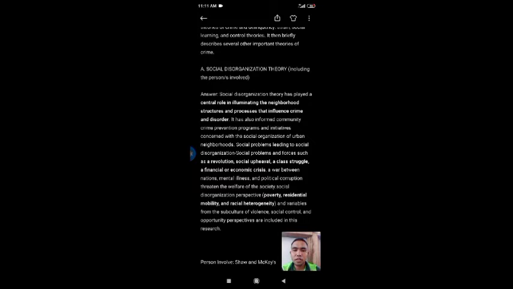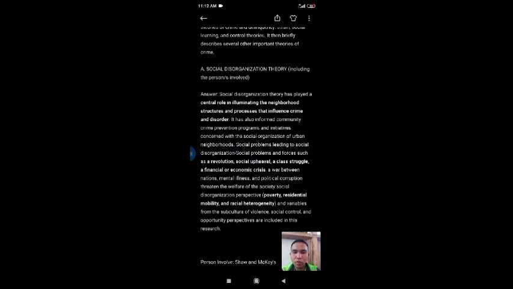Social disorganization theory has played a central role in illuminating the neighborhood structures and processes that influence crime and disorder. It has also informed community crime prevention programs and initiatives concerned with the social organization of urban neighborhoods. Social problems leading to social disorganization.